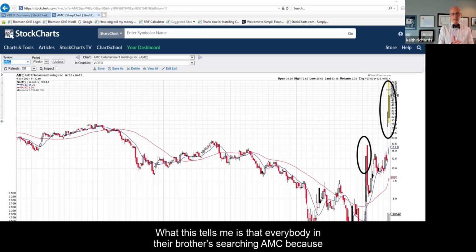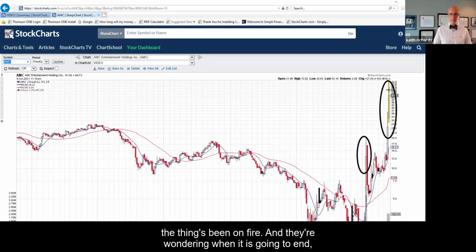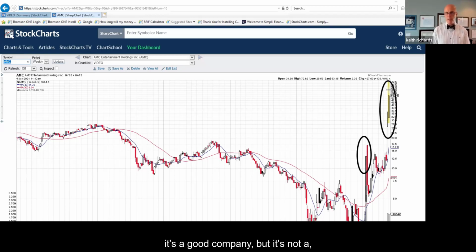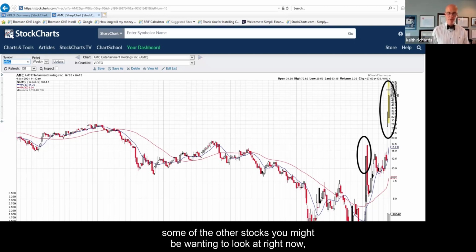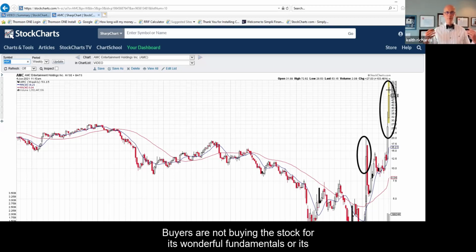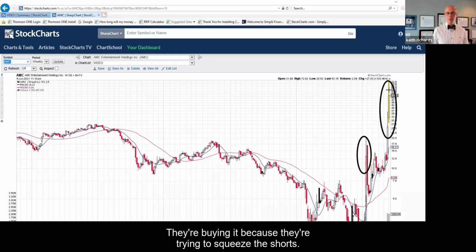What this tells me is that everybody and their brother is searching AMC because the thing's been on fire, and they're wondering when it'll end, when the game will end. It's not a good company, this company. Well, it's a good company, but it's not a very profitable, forward-looking business compared to some of the other stocks you might be wanting to look at right now. But it's got momentum. Buyers are not buying the stock for its wonderful fundamentals or its future growth prospects and its 10-year plan and all that stuff. They're buying it because they're trying to squeeze the shorts.